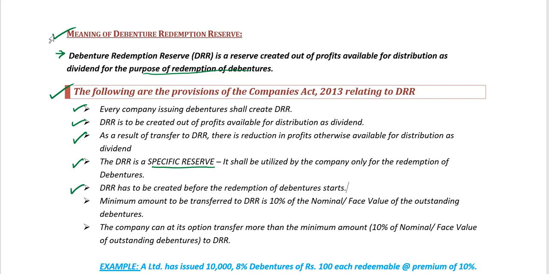Transfer to DRR should happen before the redemption of debentures starts. The minimum amount to be transferred to DRR is 10% of the nominal or face value of the outstanding debentures. The company can, at its option, transfer more than the minimum amount, that is the 10% of face value of outstanding debentures, to DRR.